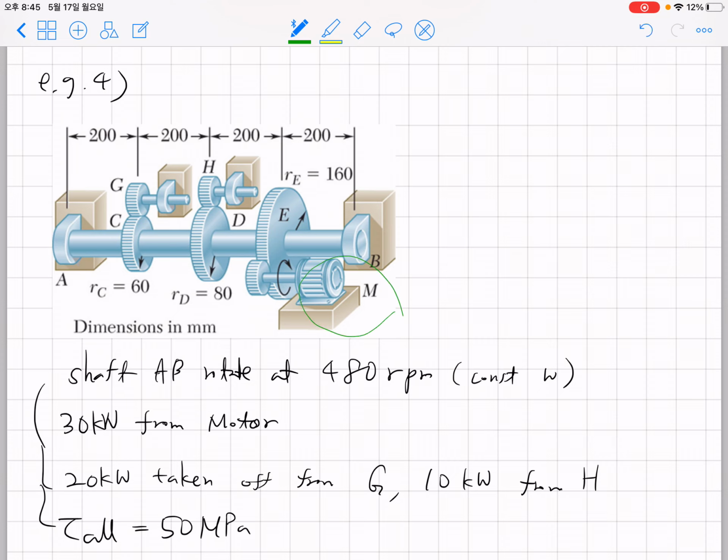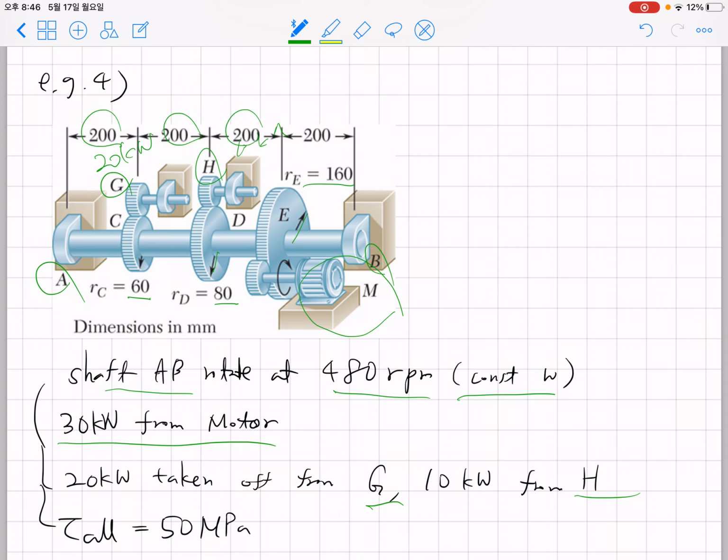Due to this motor M, shaft AB is rotated at 480 RPM with constant angular velocity, which means that the energy input and energy output are balanced and there is no acceleration. There is energy inlet from the motor of 30 kilowatt, and energy outlet at G of 20 kilowatt and at H of 10 kilowatt, and the dimensions are given as 60 millimeter radius, 80 millimeter radius here, and 160 millimeter radius here.